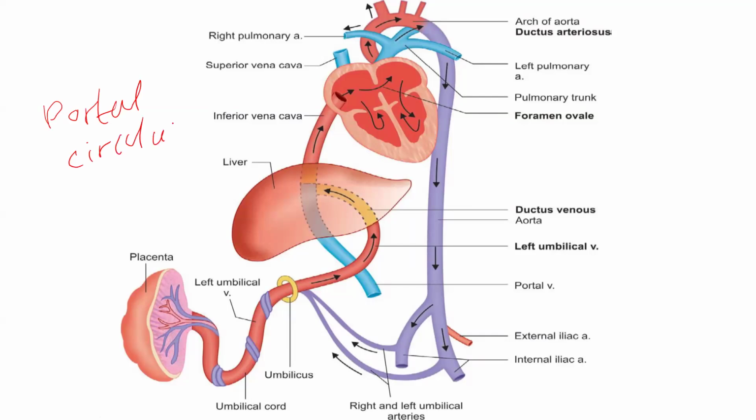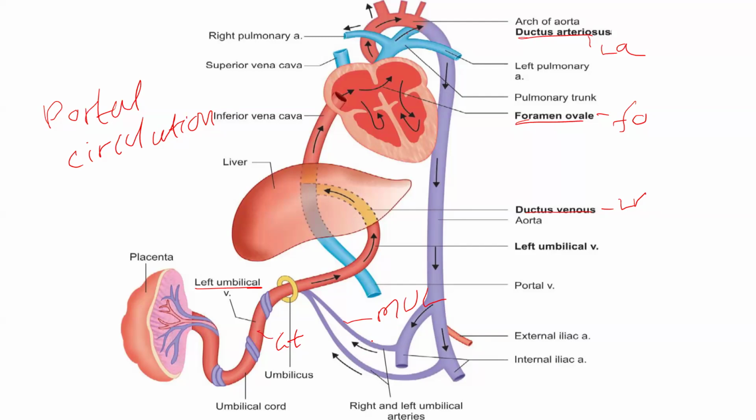Portal circulation, and please remember the derivatives such as this: left umbilical vein, ligamentum teres; ductus venosum, ligamentum venosum; foramen ovale, fossa ovalis; ductus arteriosus, ligamentum arteriosum; umbilical arteries, medial umbilical ligaments. Those are the adult remnants.